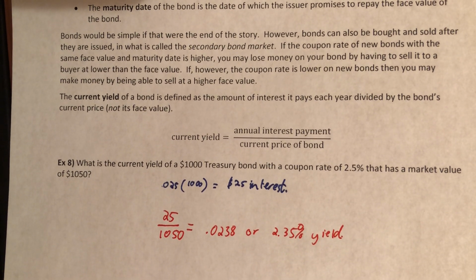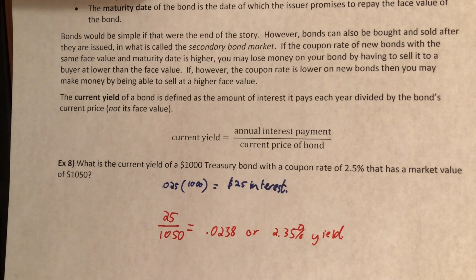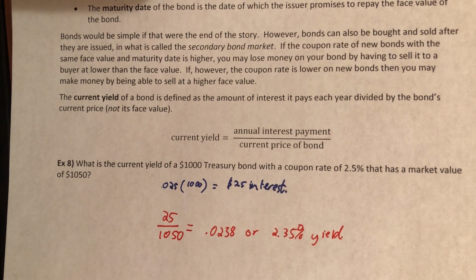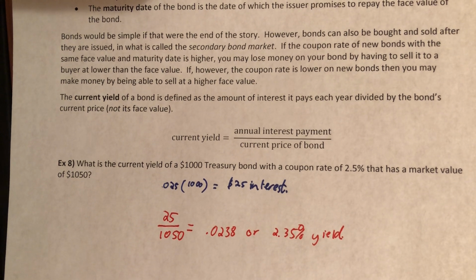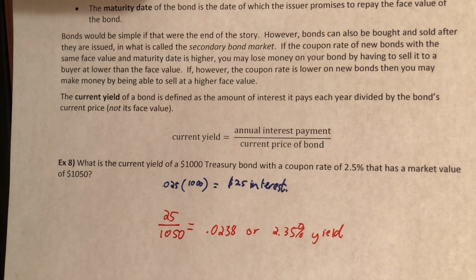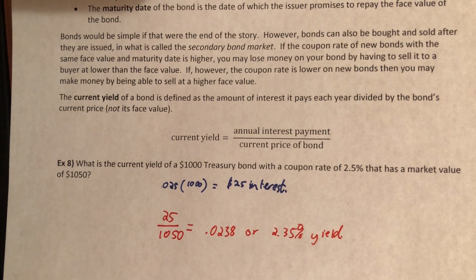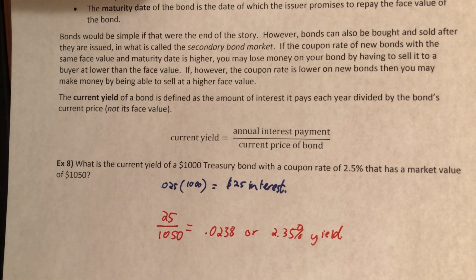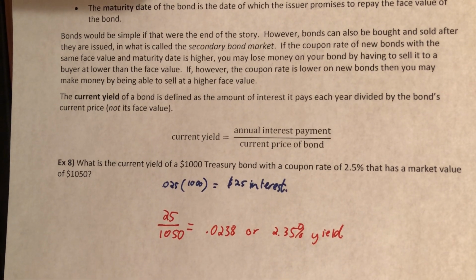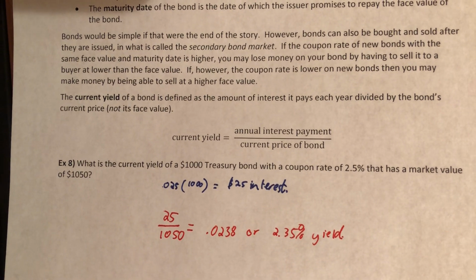So we're going to take our 1,000 and times it by 0.025. So I would get $25 in interest for the year off my $1,000 treasury bond. Well, if I take that $25 and divide it by the market value, which is $1,050, I would get a yield of about 2.35%. So that would be my percent yield, and that would tell me whether or not it would be worth it to sell the bond.